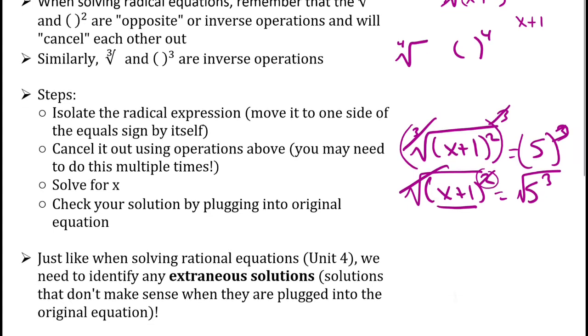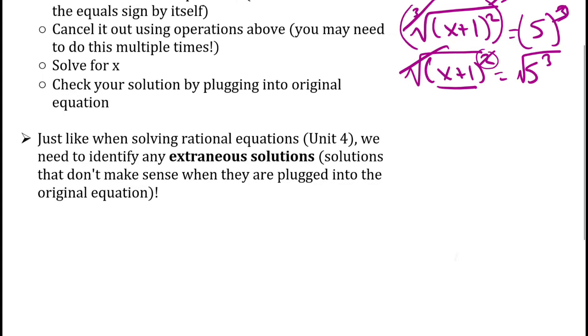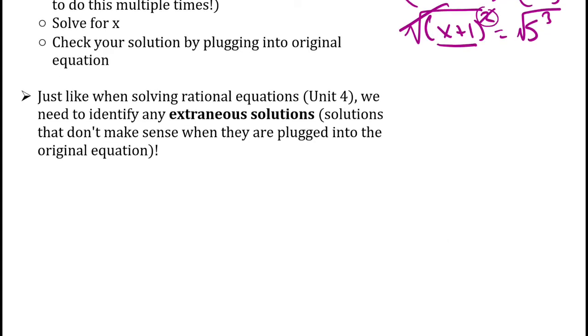The reason why we have to check our solution in this step is because just like when we solved rational equations, recall in Unit 4, we need to identify any extraneous solutions. Now these are solutions that don't make any sense when they're plugged into the original equation, but nevertheless we actually solved and got those solutions. So those are considered sort of like fake solutions. You know, we got the solutions by solving, however they're not really the true solutions.